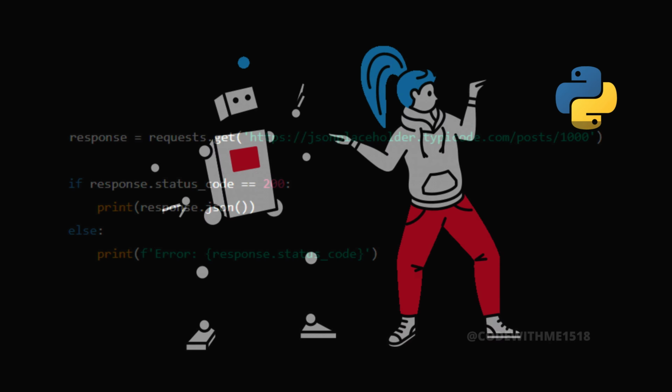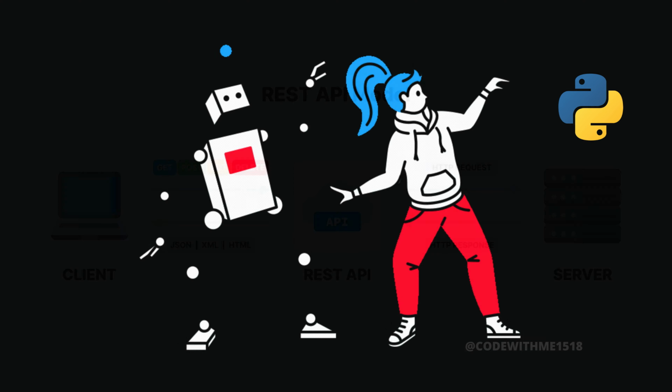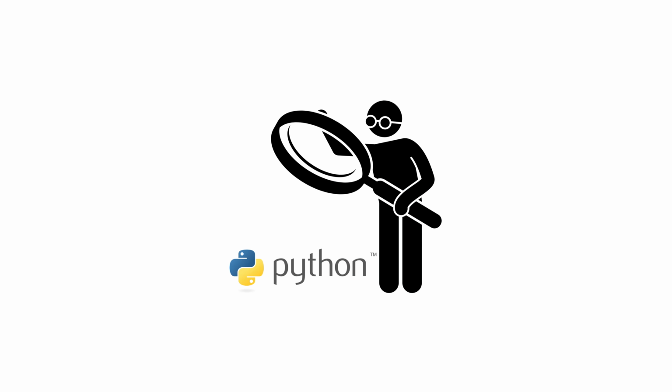And that's a wrap for day 39 of our 100 Days of Python series. Today, we explored consuming APIs with Python, including using the requests library, authenticating and sending different types of requests, and handling API responses and data manipulation.